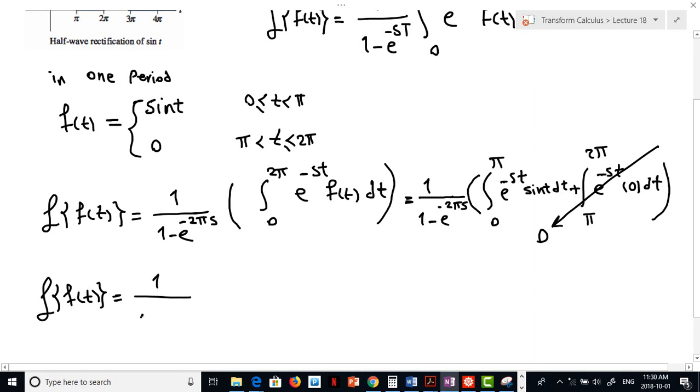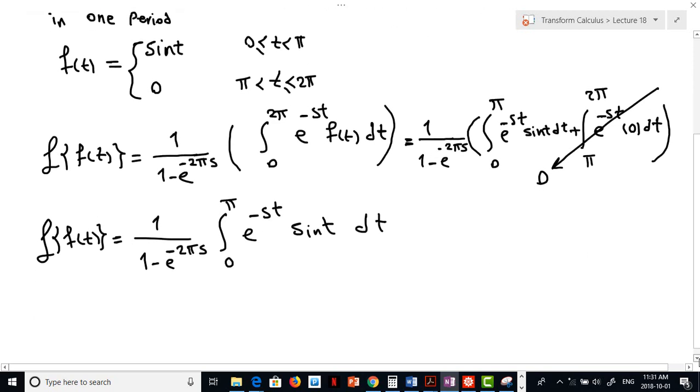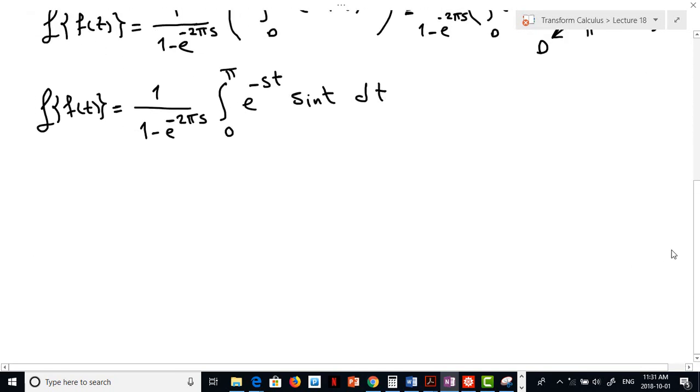As a result, the Laplace transform of f(t) is equal to 1 over 1 minus e to the power of minus 2 pi s, times the integral from 0 to pi of e to the power of minus st sine t dt. So if we find this integral, we can find the Laplace transform of the given function.